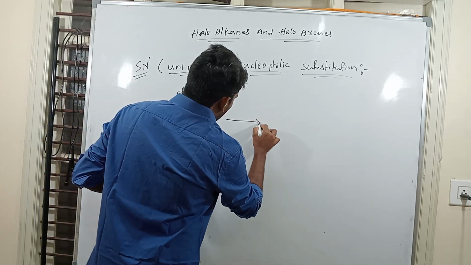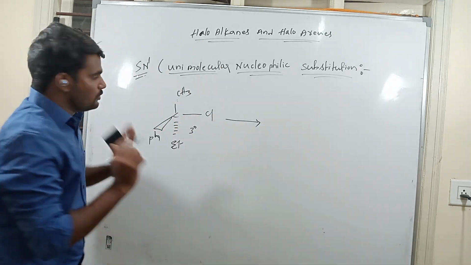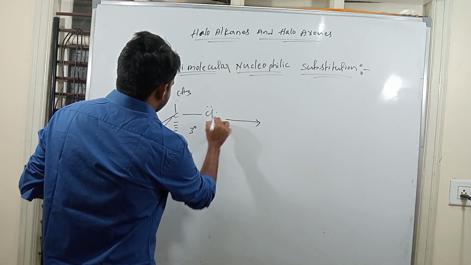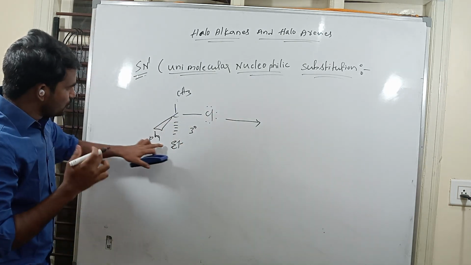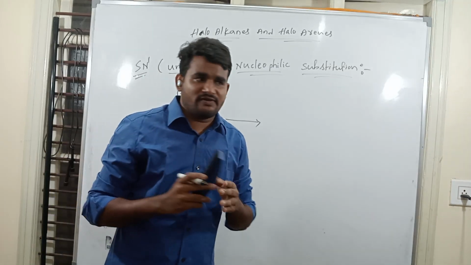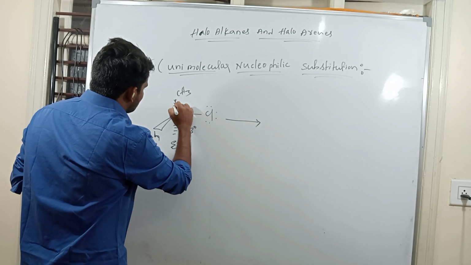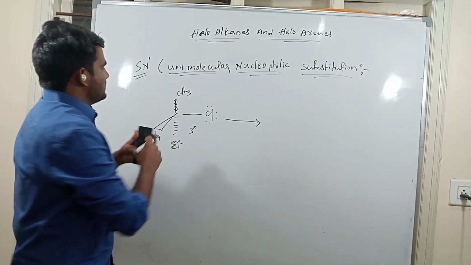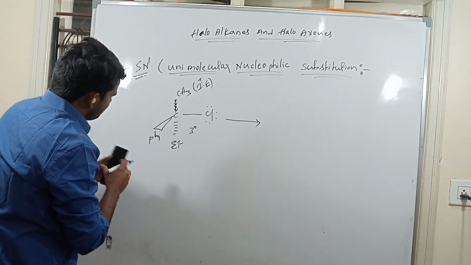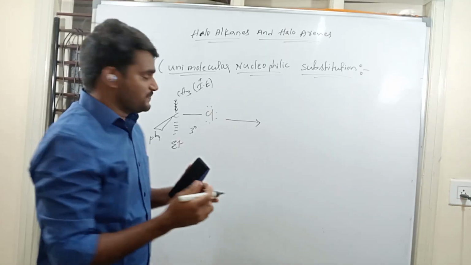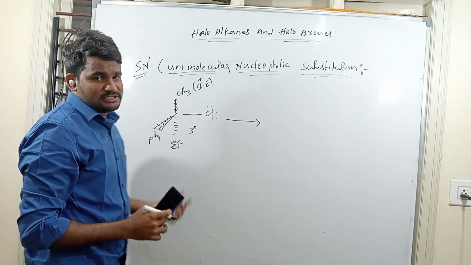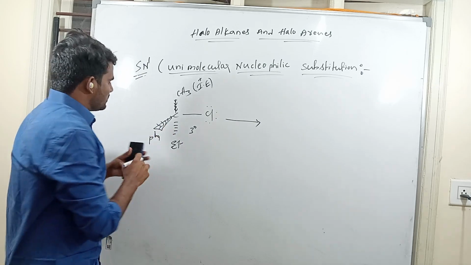The halogen already has lone pair electrons. The groups around the carbon, like CH3, according to the positive inductive effect (plus I effect), donate electrons to the carbon. Here the phenyl group also donates electrons to the carbon, and Et means ethyl, which also donates electrons to the carbon.